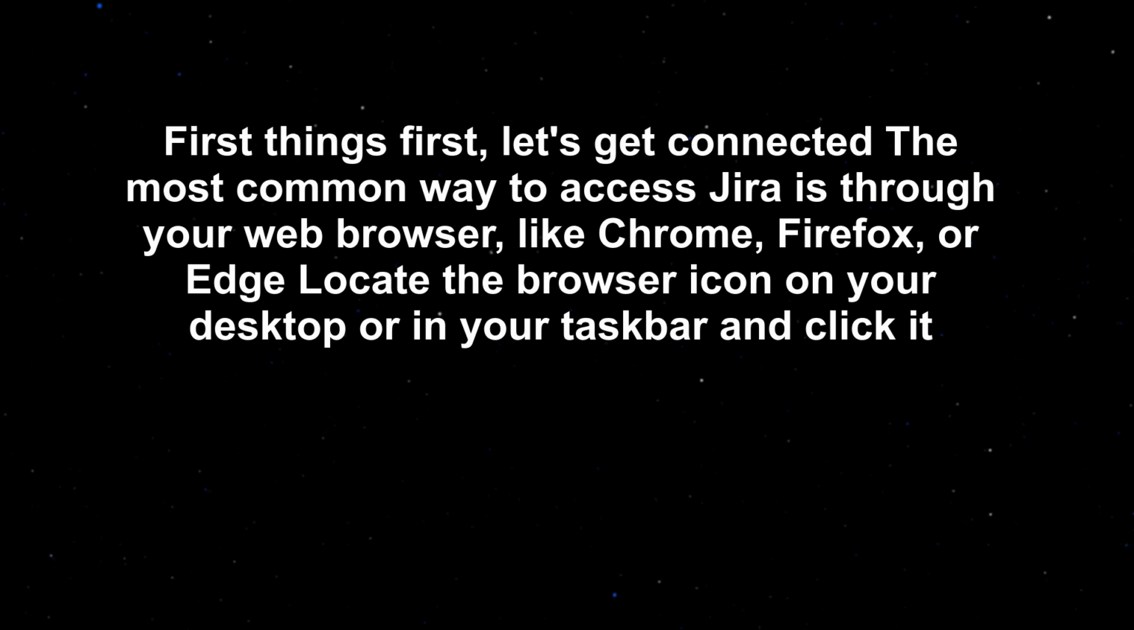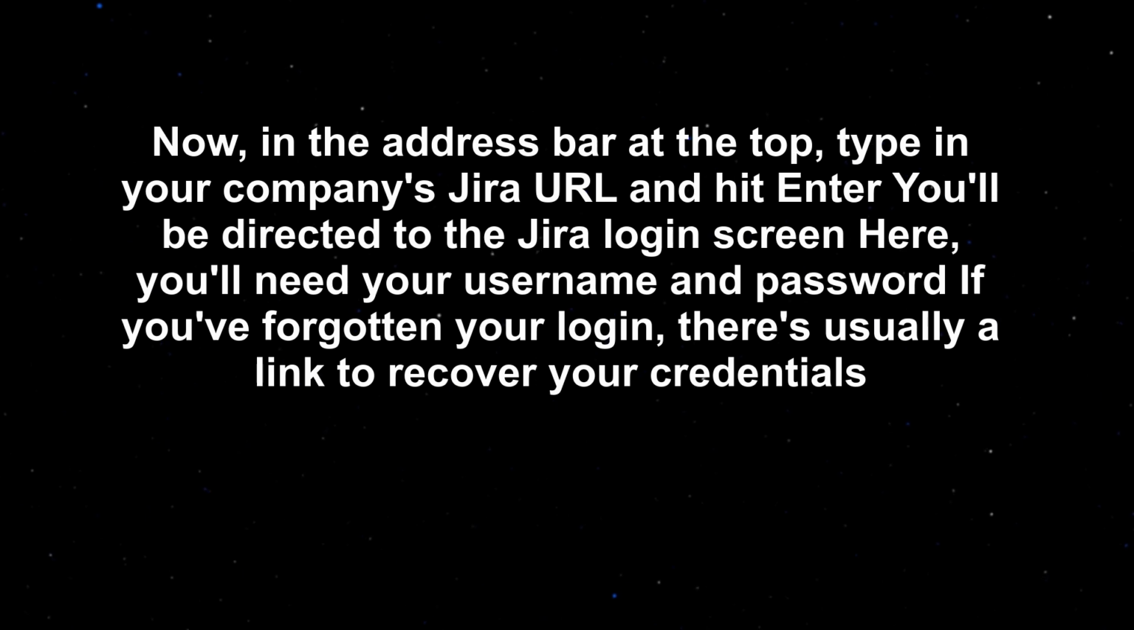The most common way to access Jira is through your web browser, like Chrome, Firefox, or Edge. Locate the browser icon on your desktop or in your taskbar and click it. Now, in the address bar at the top, type in your company's Jira URL and hit enter. You'll be directed to the Jira login screen.